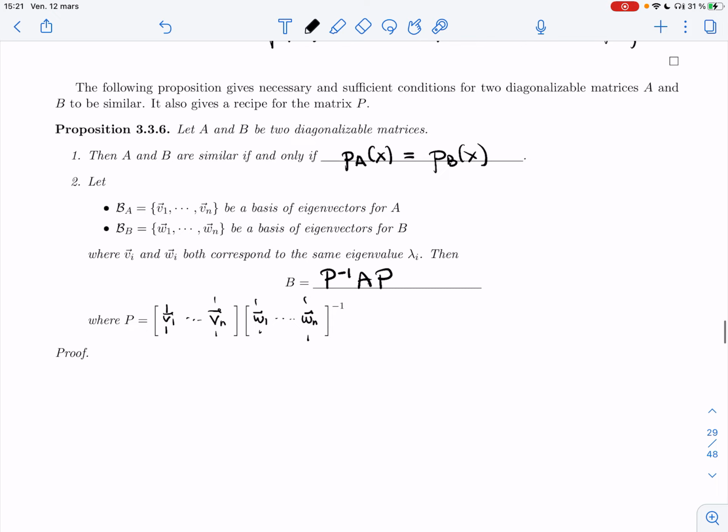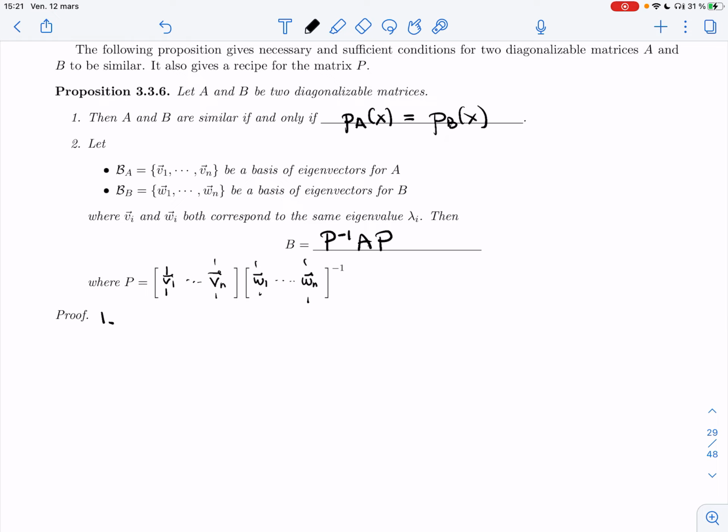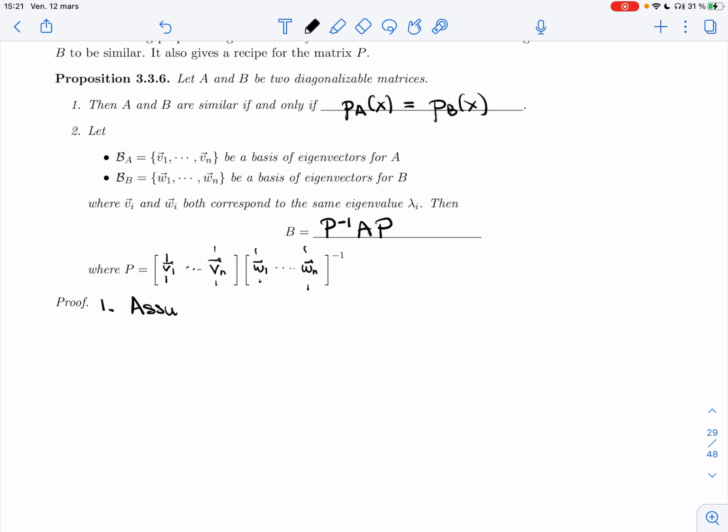All right, so let's prove that. For the first part, one direction is already done. This direction is already done. So let's assume that they have the same characteristic polynomial.